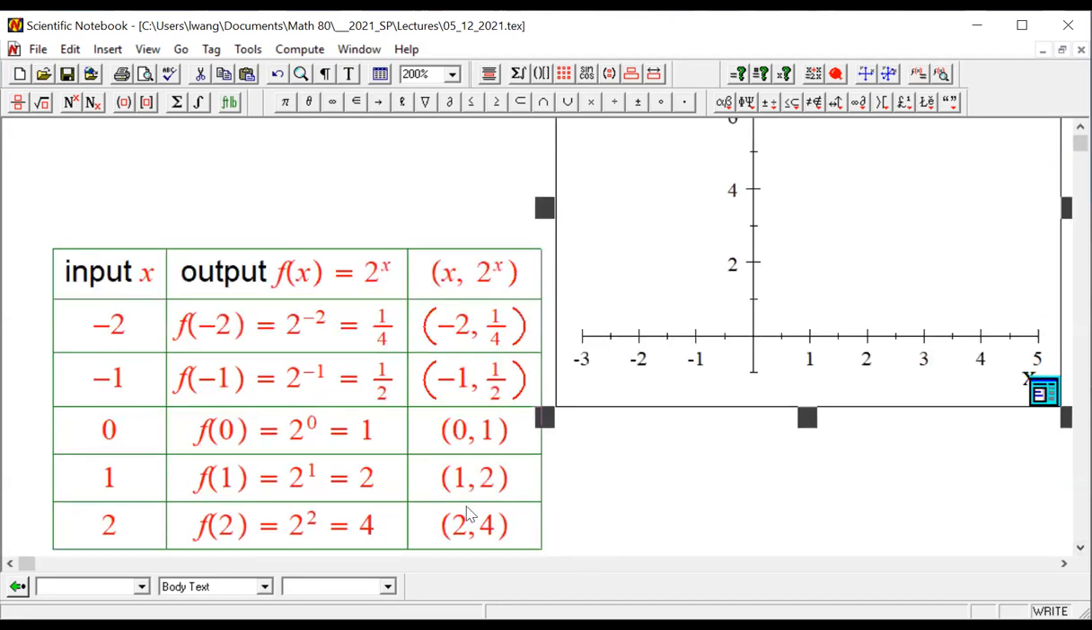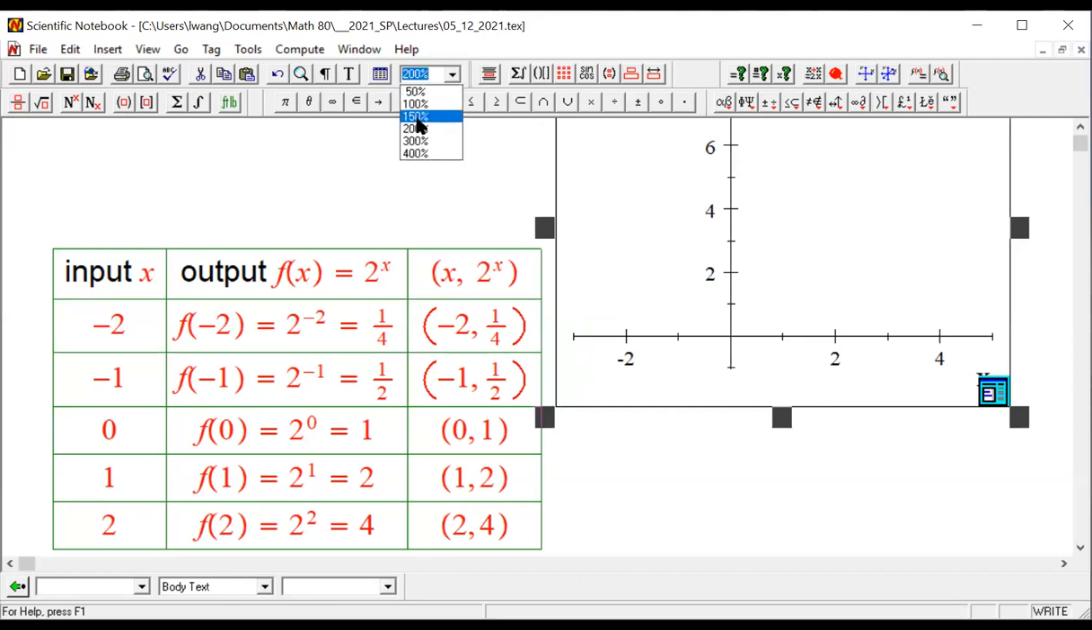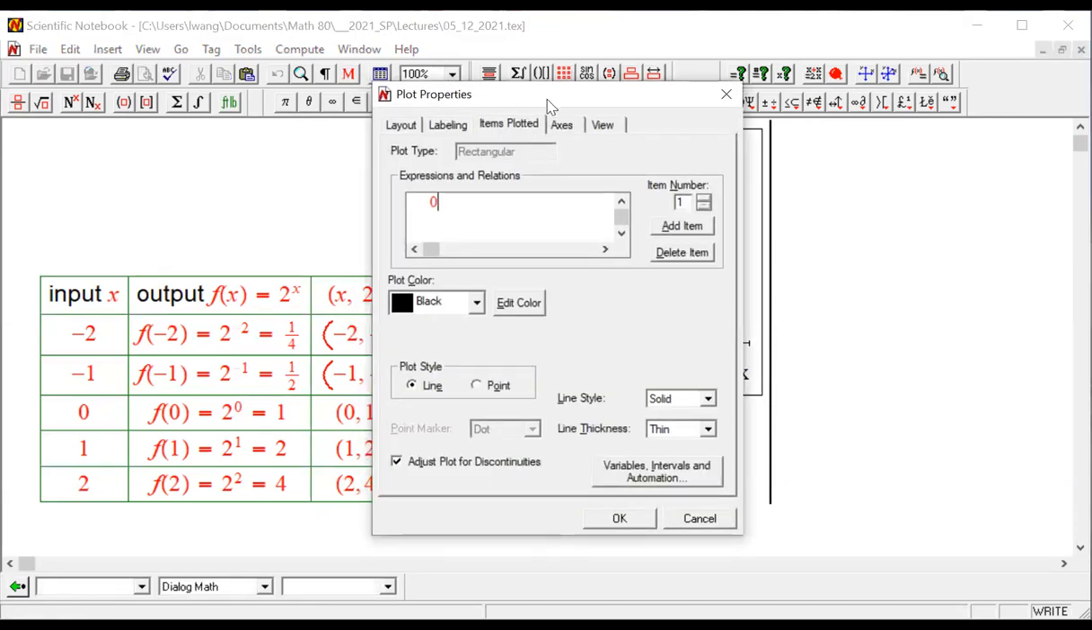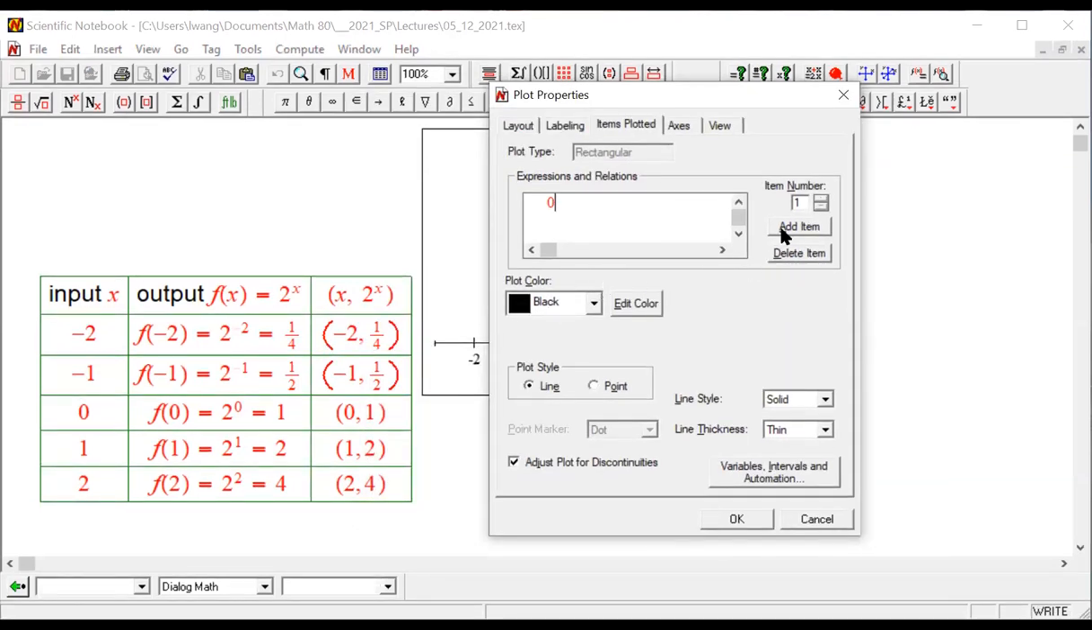So we are going to plot the points. Are you guys there? Please do it with me. I think I can make this a bit smaller. I'm going to put all of the points in place. Negative 2, a quarter: input a negative 2, output a quarter. This is one dot. Another dot, negative 1 is the input, half is the output. Another dot. When input is 0, output is 1. Input is 1, output is 2. Input is 2, output is 4.